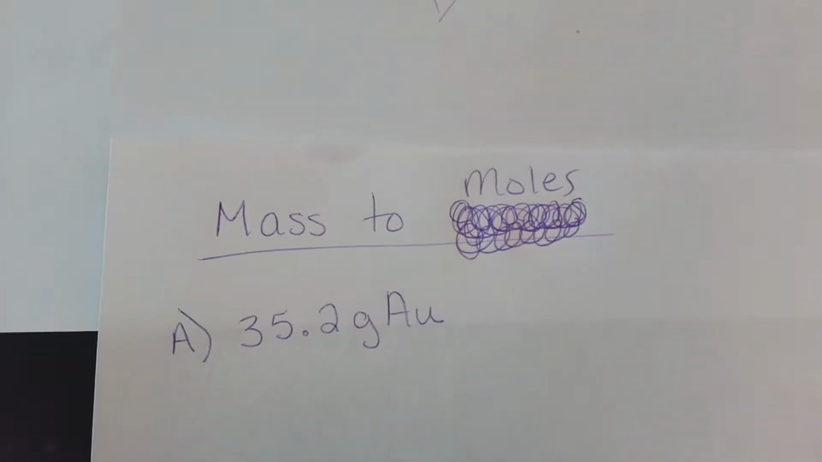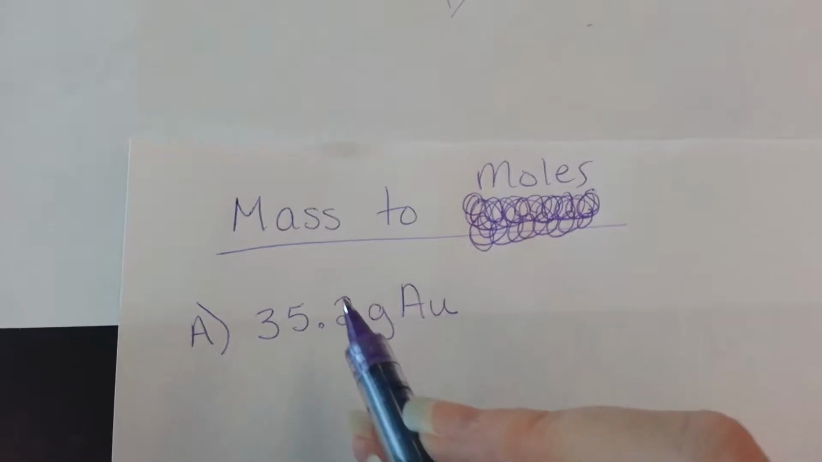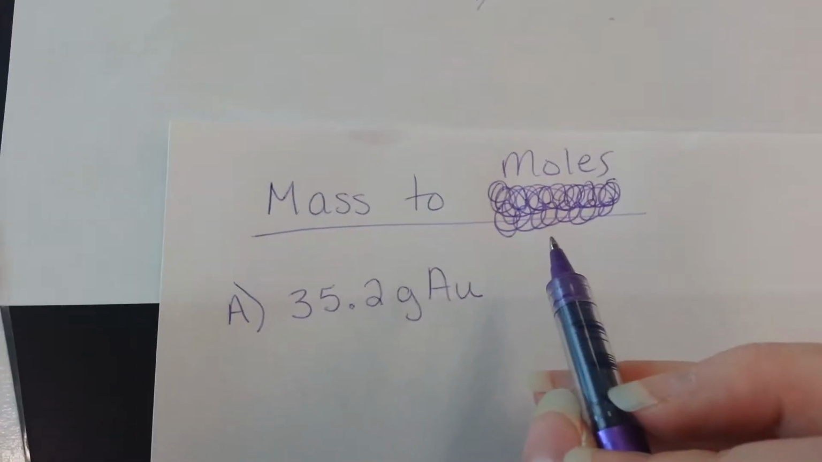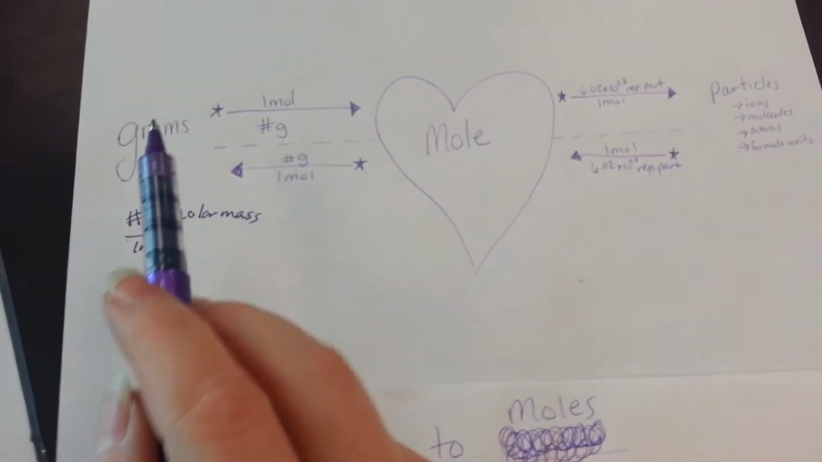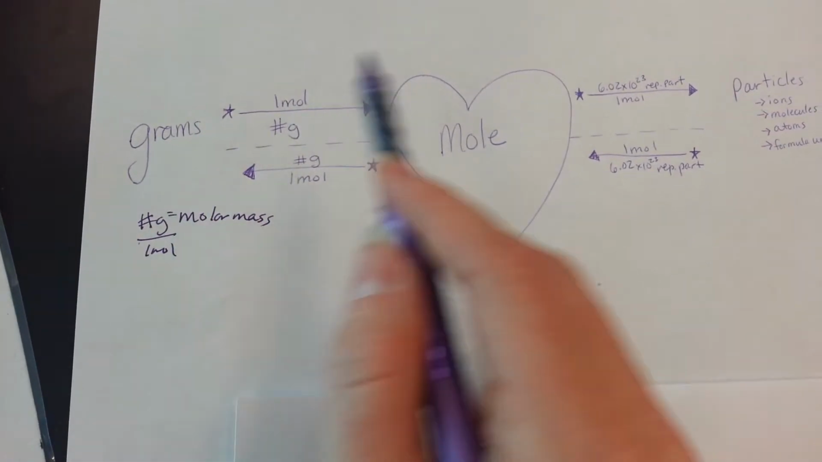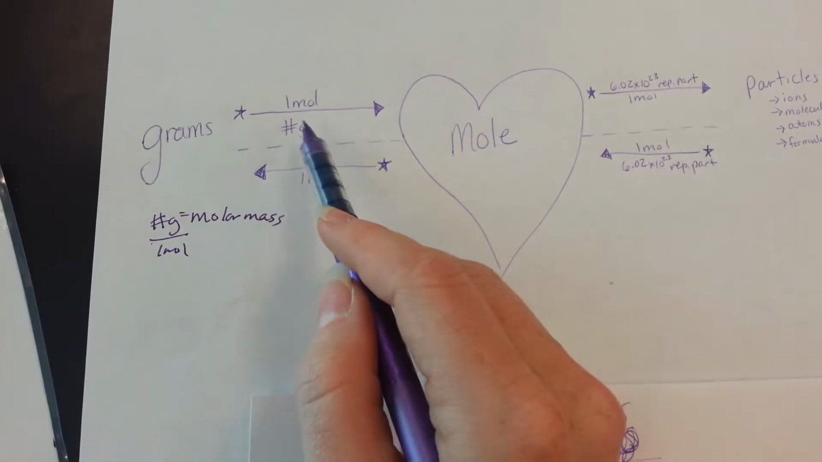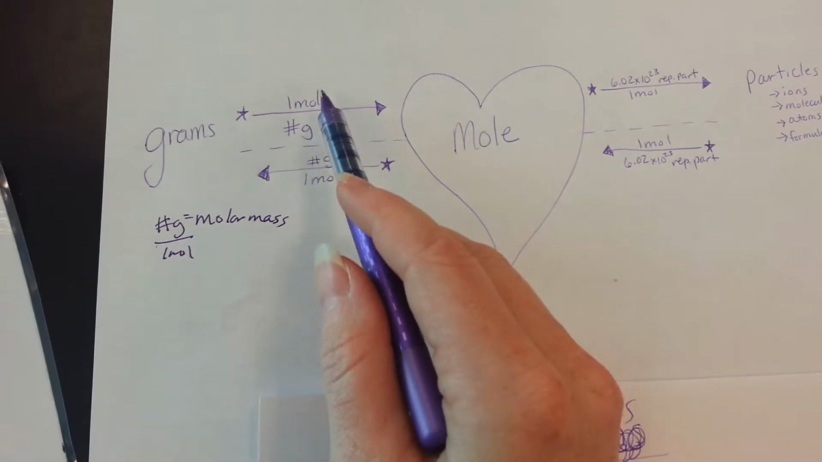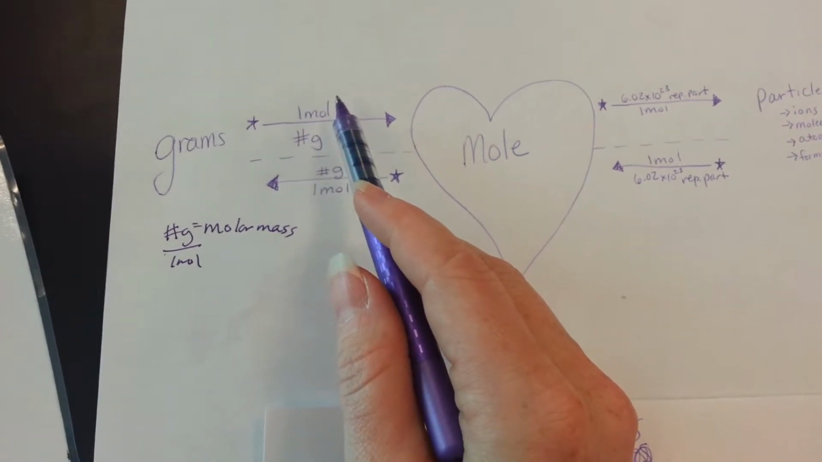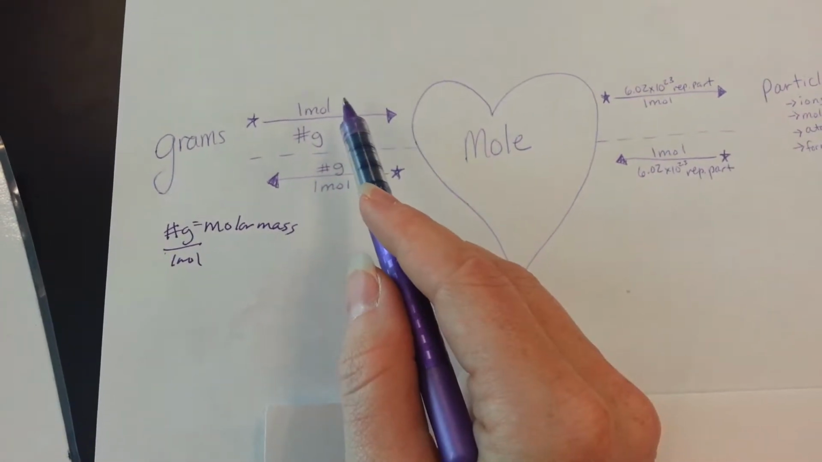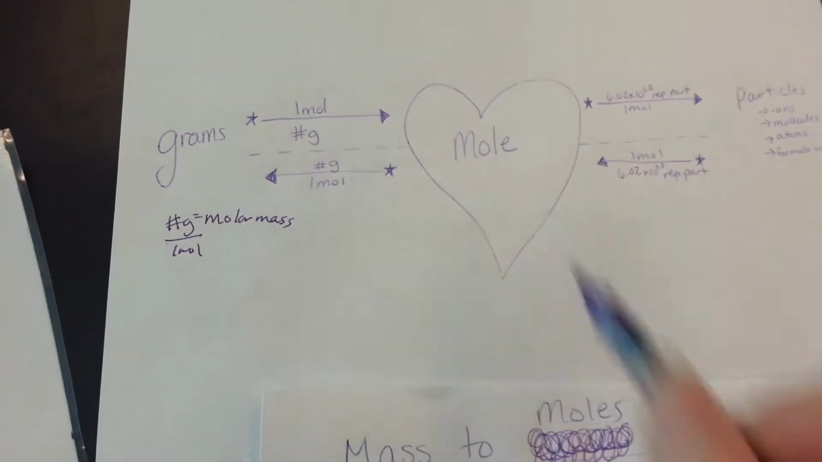So let's discuss changing the mass of an element or compound to moles of that element or compound. Now, if I am in grams and I want to go to mole on my mole chart, I see that I will need to divide by the molar mass and multiply by the mole, because I'm wanting mole, and what we want goes on top, and what we're getting rid of goes on the bottom.